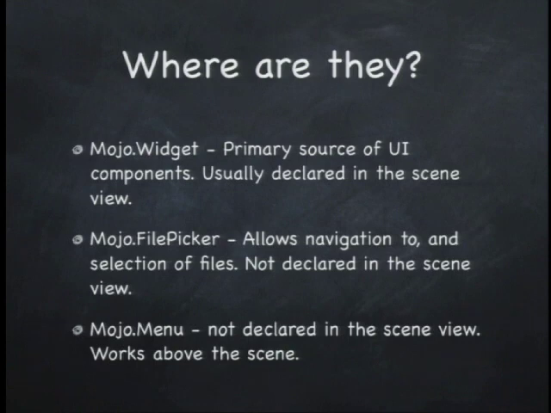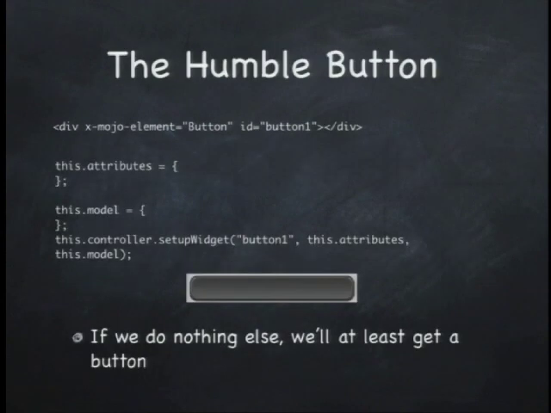The file picker and the Mojo menu don't require any instantiation at the HTML level. They are all done at the JavaScript level. So let's start with a humble button. You've all done the basic Hello World application. You click on the button and it counts. So you've done this part probably, and you see there's not much to it.